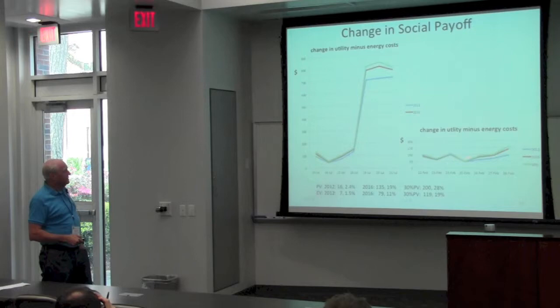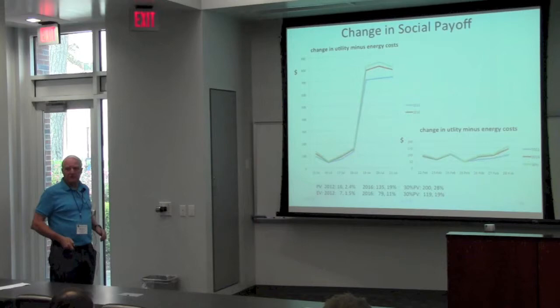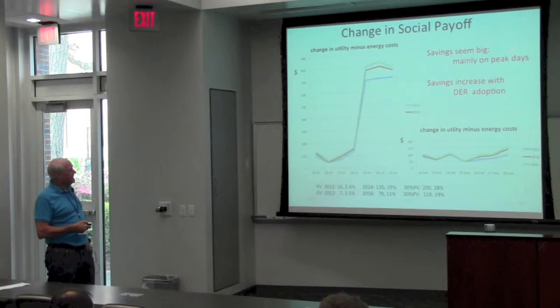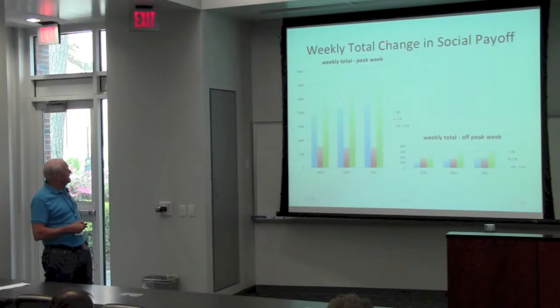This is the off-peak period. I squinched this down because I wanted to make sure you got the scale right. There's very little savings over here in these areas. The only time you get real savings is when you have a really peak price. LMP prices are way up, basically. They seem big mainly on peak days. And the savings do increase slightly as you get more distributed energy resources.